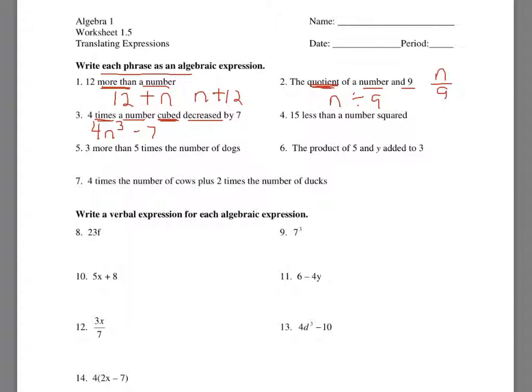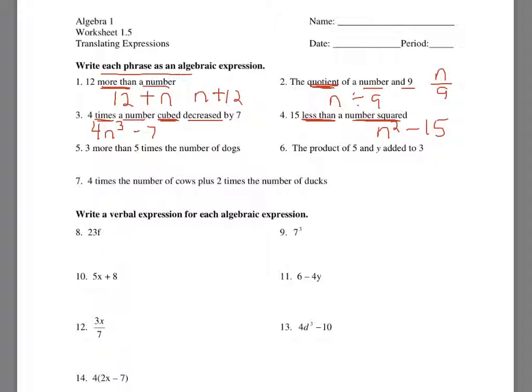All right, let's look at 4. 15 less than, remember that's a switch word and it means to subtract, a number squared. So because it's a switch word, then 15 is going in the back, and I'm subtracting 15 from a number squared. Squared means I have an exponent of 2. So n squared minus 15.